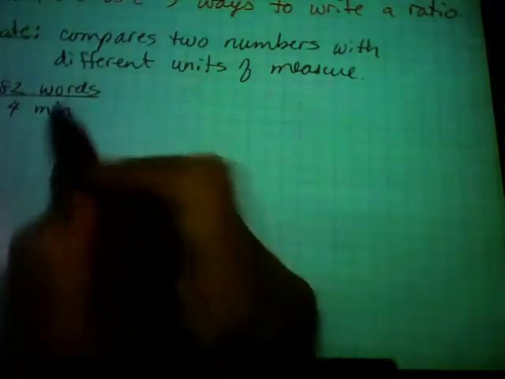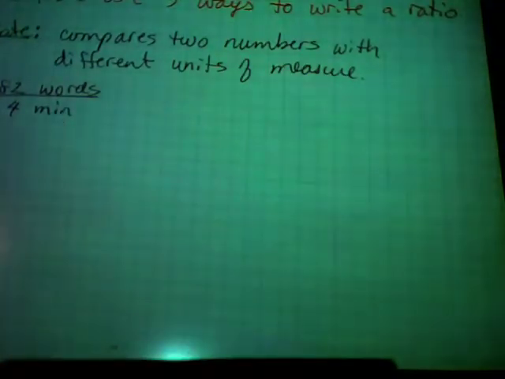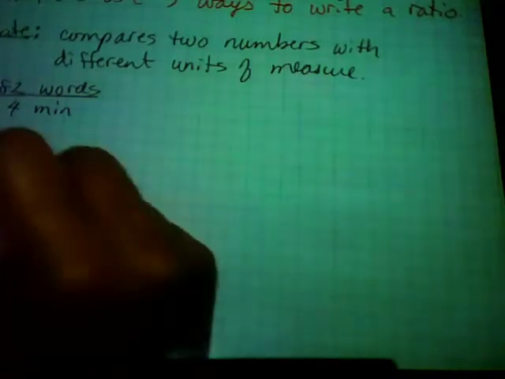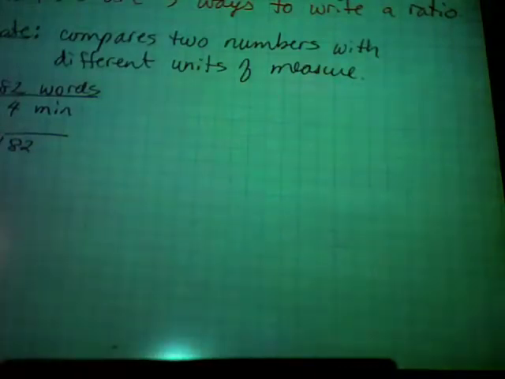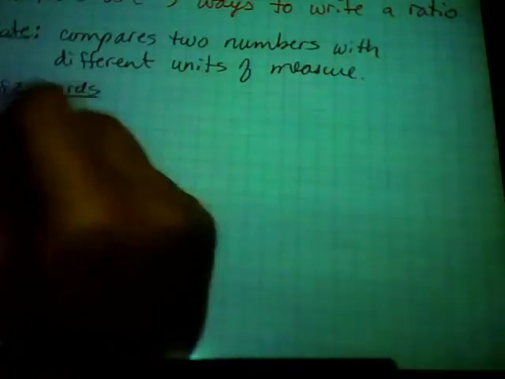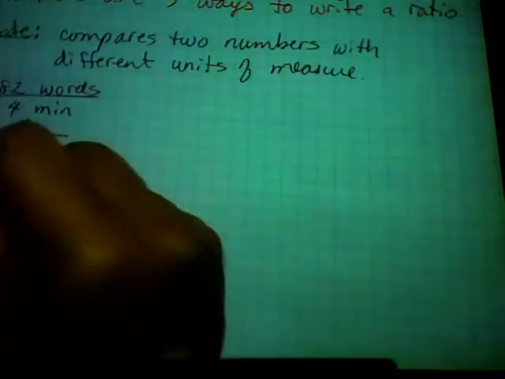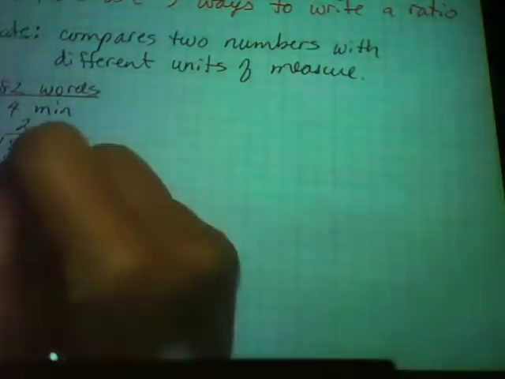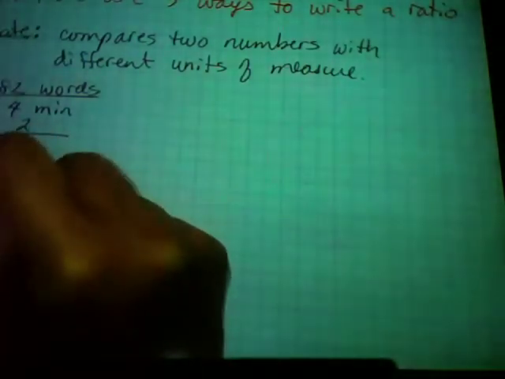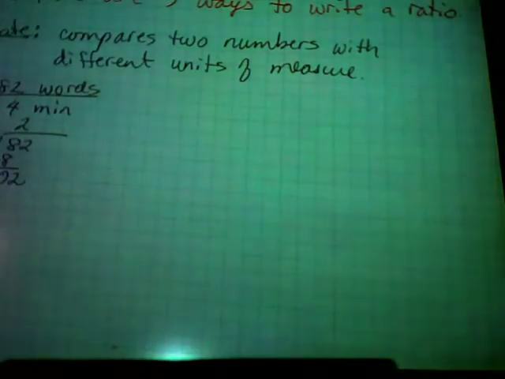So for this one, the words and the minutes don't cancel, right? Does 4 go evenly into 82? No. So we're going to take 82, and we're going to divide it by 4. So 4 does go into 8 evenly how many times? 2. So 4 times 2 is what? 8. So then subtract 8. I get 0. What do I do now? Bring down that 2. Does 4 go into 2? Nope. So it goes in there 0 times, right?